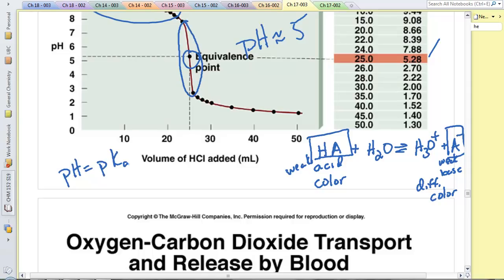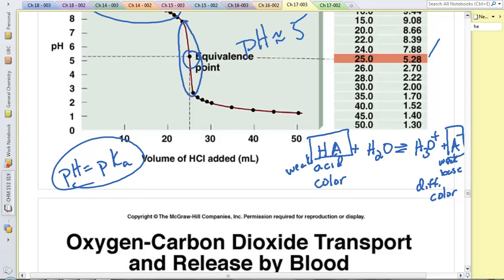An indicator changes color centered on its pKa value, because that's when you're going to have equal amounts of the two colors. Okay, you're going to have equal amounts of the acid color and the base color.